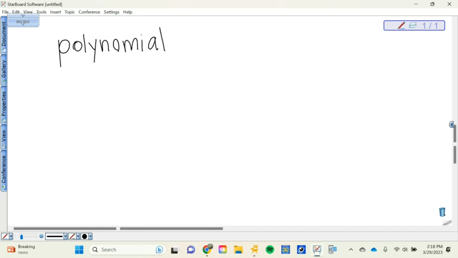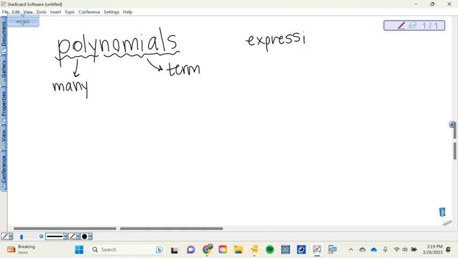Polynomials. What does poly mean? Many. More than one. What did nomial mean? Yeah, term. So a polynomial is an expression with multiple terms. Okay?